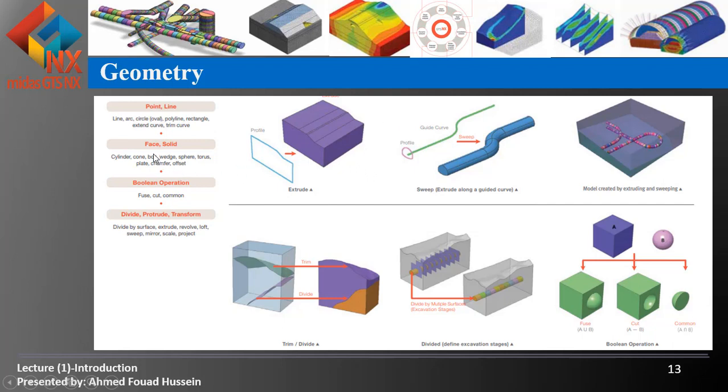So Midas GTS NX provides a lot of very rigorous techniques to extrude and to create our faces and solids easily. So you can find cylinder, cone, box, wedge, sphere, plate, chamfer, offset, and as well you can extrude these surfaces.